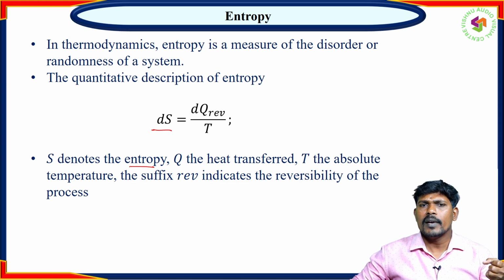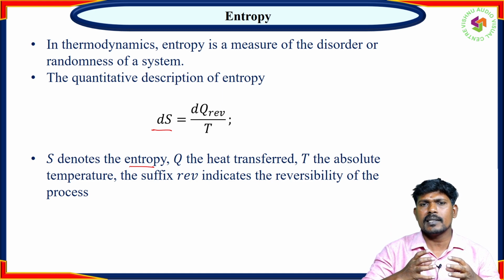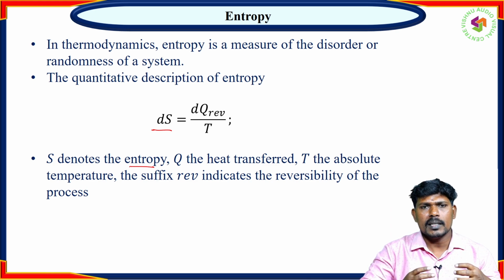For example, when I drop a glass, it will immediately break. So it is a spontaneous reaction. But the glass pieces coming together and becoming a glass again is not spontaneous, and it has a very low probability. So that is what entropy says: in the universe, why some processes are spontaneous.